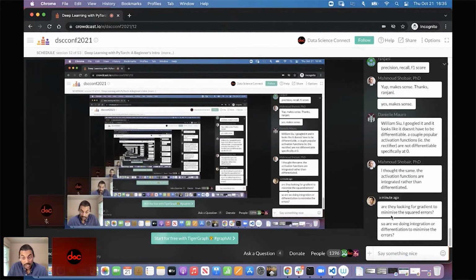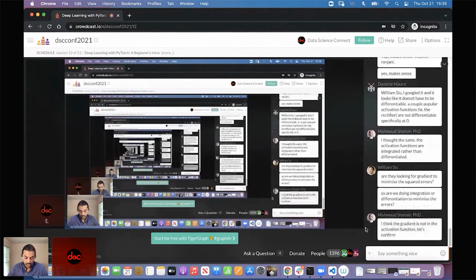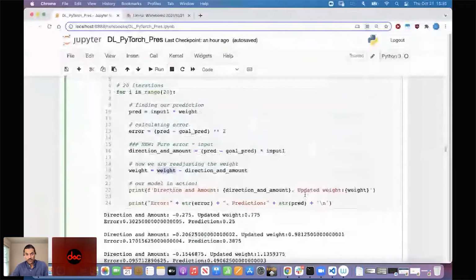Yes. Okay. So William, yeah, this is a good question. So in this example, we are using MSE, right? So we are looking to minimize squared error, but there's other error methods too that you can use. Okay. Let's keep continuing.